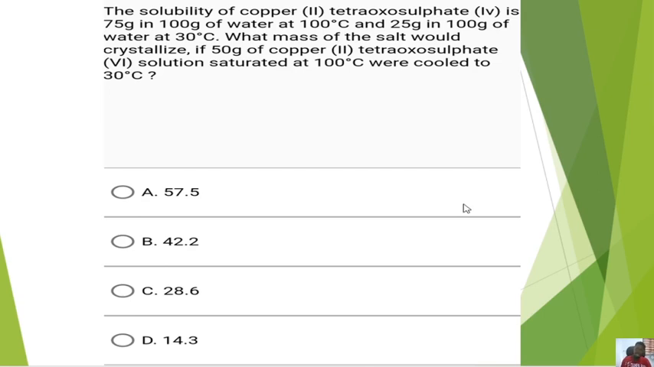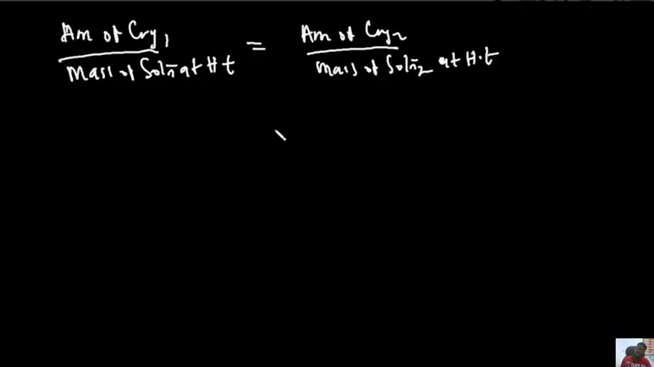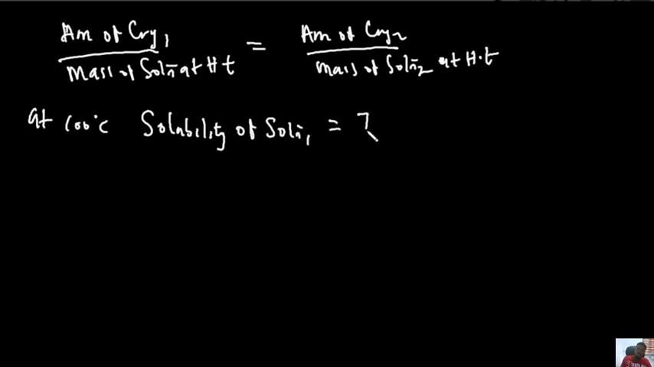So the question says, the solubility of copper(II) tetraoxosulfate(VI) is 75 gram per 100 gram of water at 100 degrees Celsius. Okay, let's be writing out our parameters. So at 100 degrees Celsius, solubility of the first solution, solution 1, is 75 gram per 100 gram. Please note, solute is on top, solvent is below, as we have always mentioned.